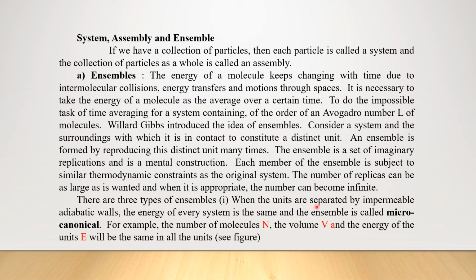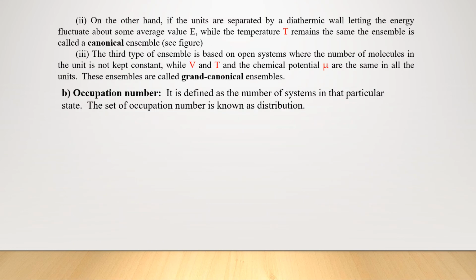First one: when the units are separated by impermeable adiabatic walls, the energy of every system is the same, and the ensemble is called a microcanonical ensemble. For example, the number of molecules capital N, the volume V, and the energy of the units, that is E, will be the same in all the units. If you see the figure next, you can understand this microcanonical ensemble.